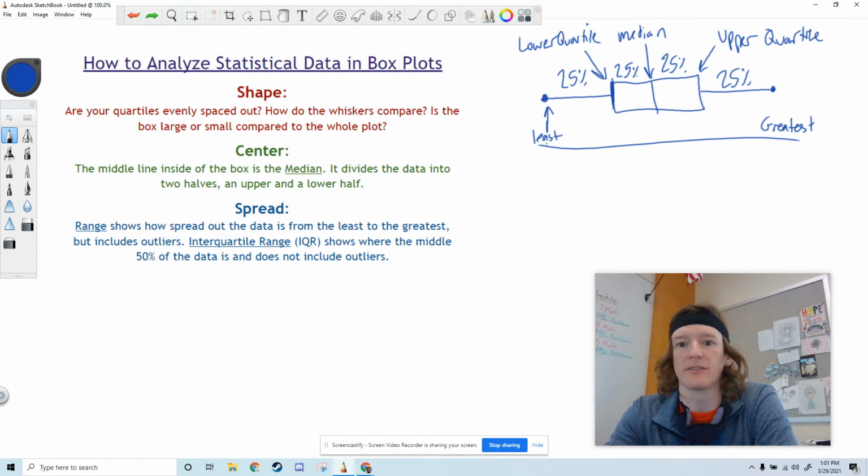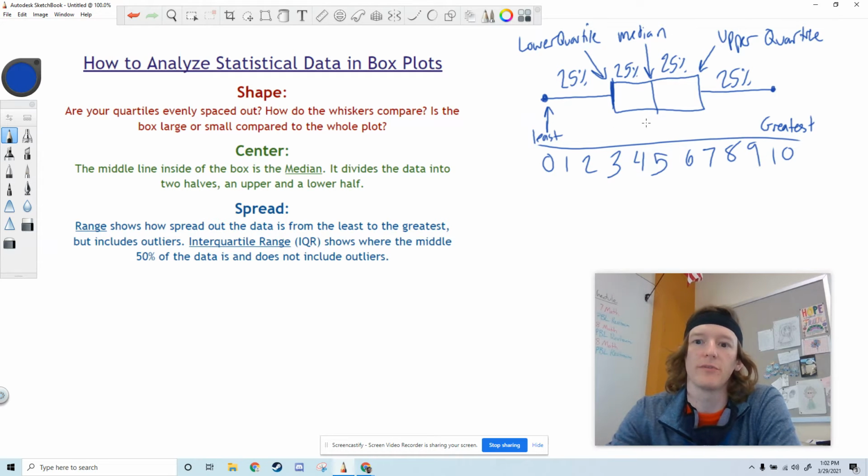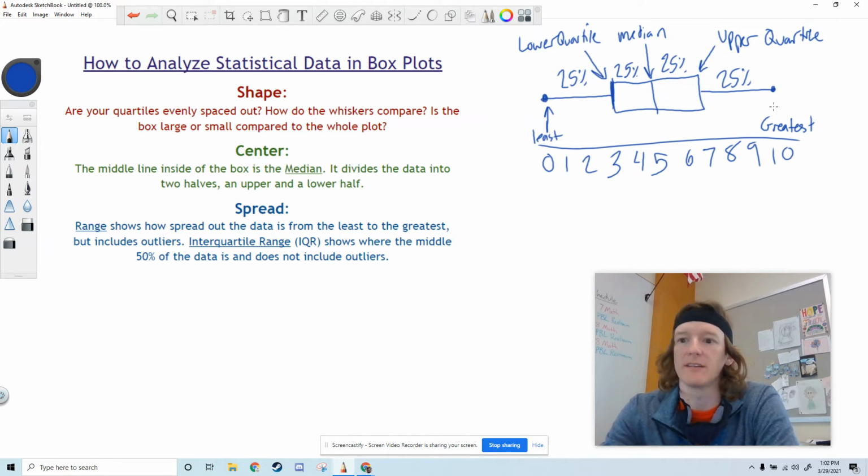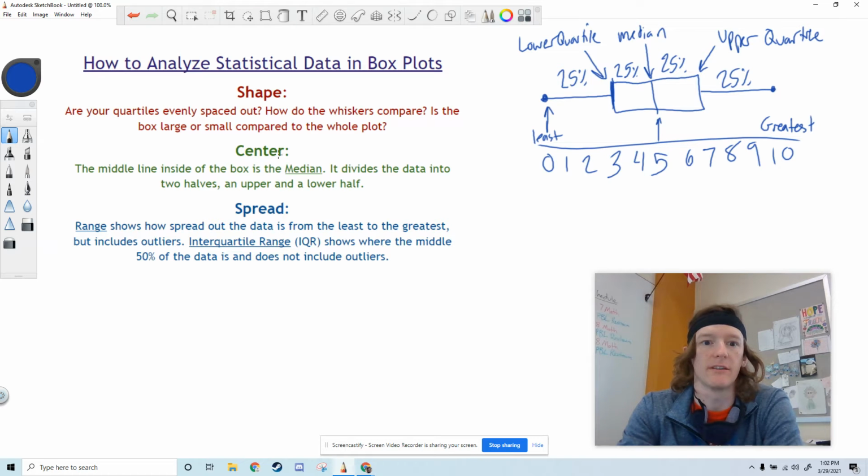So for this one I drew here, let's say this starts at 0 and goes to 10. We have a median at 5. This is about 7, and this is about 3. This would show us that half of our data is below 5, and half of our data is above 5, because that's where our median is. That's what a median shows us. That is our center here in green. The middle line inside the box is the median. It divides the data into two halves. We've got a lower half and an upper half.